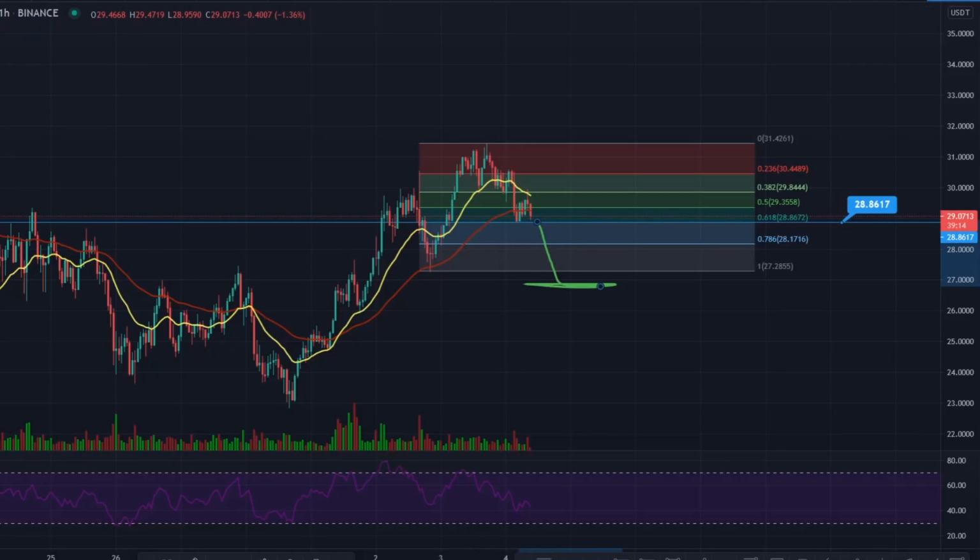So potentially we could fall out of this fib level. We could go as low as the 0.786. Not usually in an uptrend do we go as low as the 0.786. It's usually a really strong uptrend if it holds the 0.382.